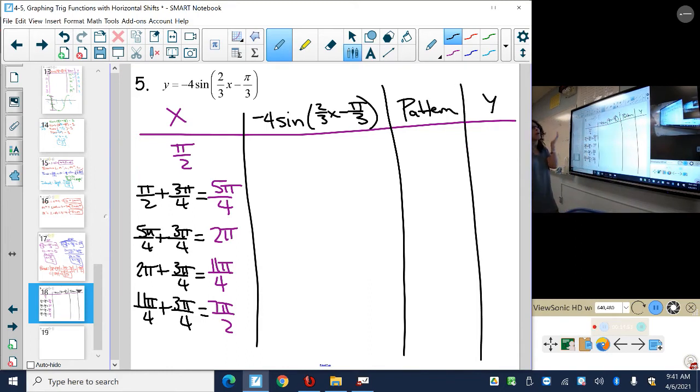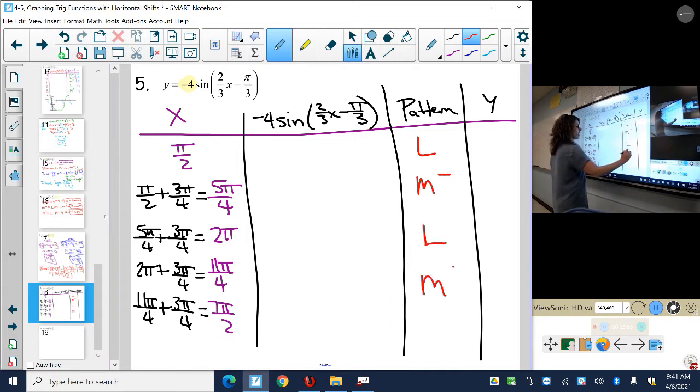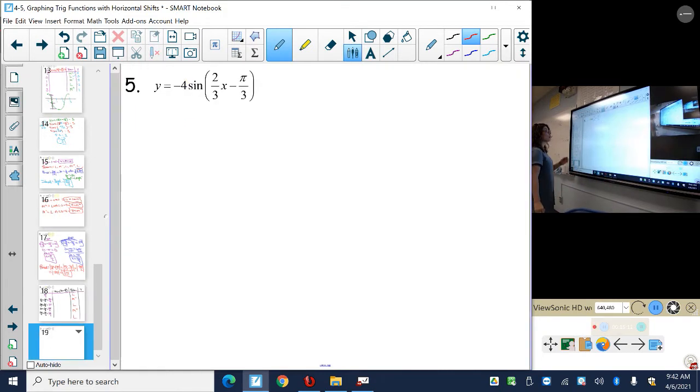Now, we already know that our y value, our pattern, is flipped because our lovely little amplitude is negative. So my pattern says that this is going to be level, then this is going to be minimum, then this is going to be level, then it's going to be maximum, and then it's going to be level. So we have to do some checking here. So we're going to come back over here and we're going to check.